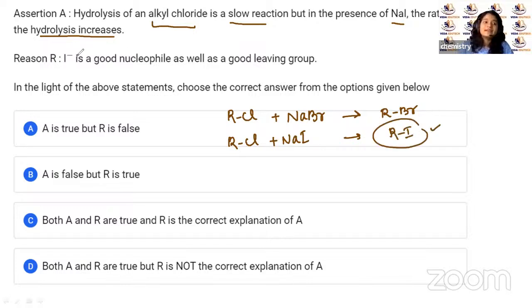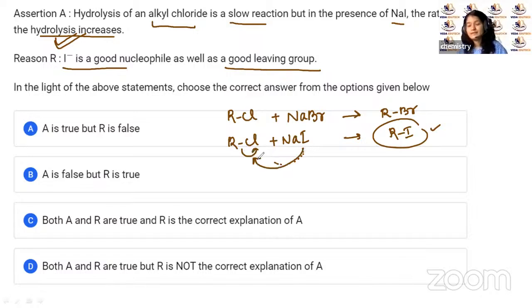So it is saying that this is the thing. So is this correct? Yes, this statement is correct. Why is it correct? That we have to see. I minus is a good nucleophile as well as a good leaving group. So we can say that I minus will approach. This will leave easily and this will approach easily. This is a good nucleophile, so it is a good attacking agent and it is going to come and attack easily.